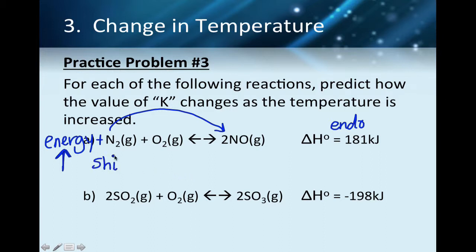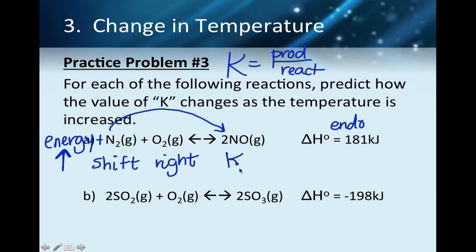So if I shift right toward the products, we know products go on top in our K expression. We have products over reactants. So if I'm shifting to the right, I'm going to be increasing the products, and I'm going to be decreasing the reactants. So my K should get bigger, because this should go up and those will go down.